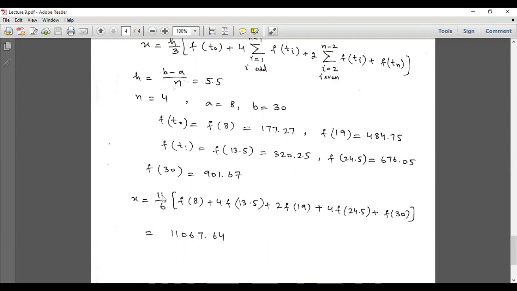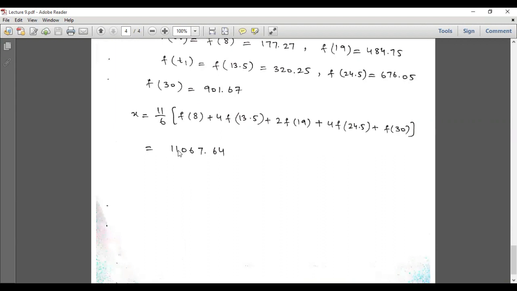Because it was equal to h by 3. Okay, so h is equal to 5.5. So 5.5 over 3, or we can say that it is 11 by 6. So this is f of 8 plus this plus this. So at the end we will get the answer of 11061, right? So by mistake I have written 11067. So it is actually 11061.